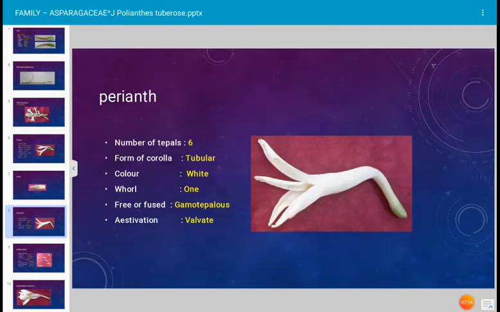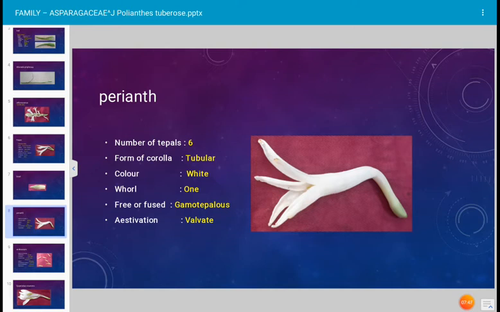This is the perianth of Polianthes tuberosa, family Asparagaceae. Why is it called perianth? When the calyx and corolla are not differentiated in the flower, that whorl of the flower is described as perianth. And the number of tepals, how many tepals are there? Each unit of perianth is known as a tepal, T-E-P-A-L, tepal. And there are 6 tepals in the flower of Polianthes tuberosa.